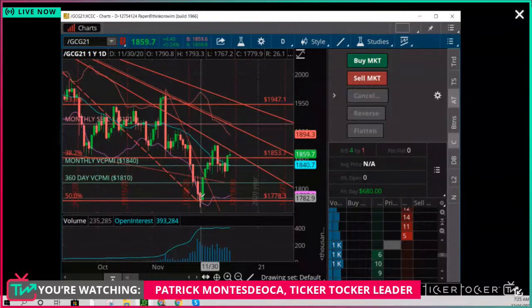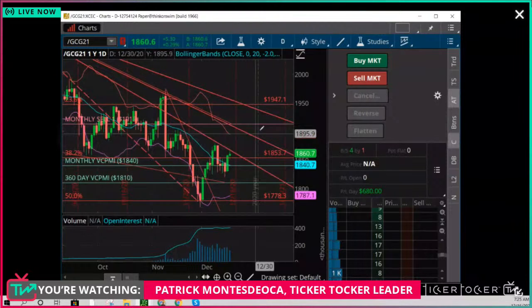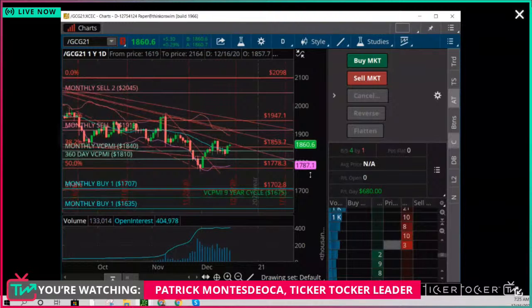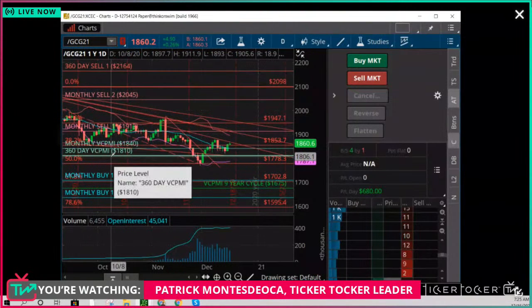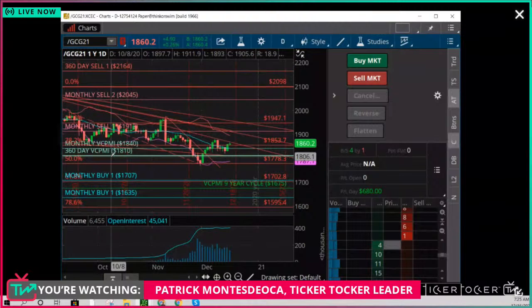Now, what you see on the daily here is a combination of different indicators, Fibonacci retracement, Fibonacci fans that are integrated into the monthly codes, and we include the 360-day cycle of 1810. And so this is a pretty detailed picture as far as I'm concerned in terms of how to drive this puppy, how to drive this market.